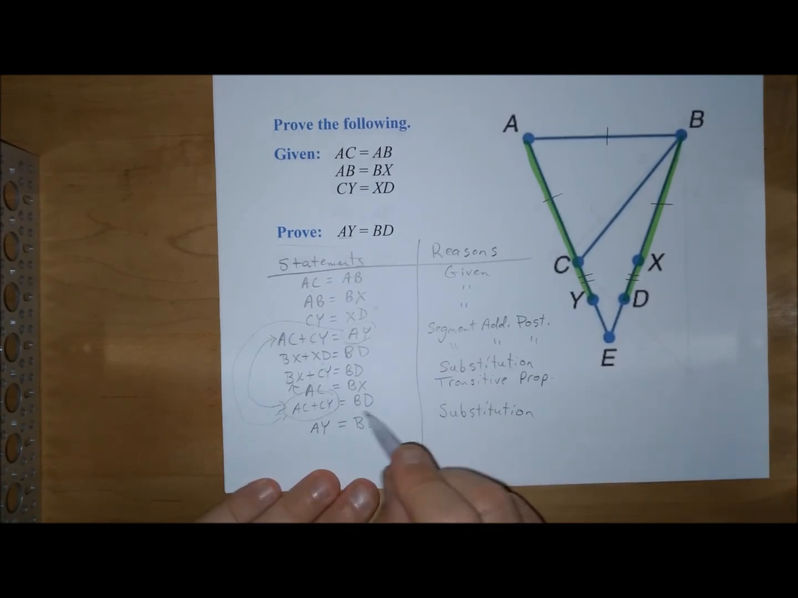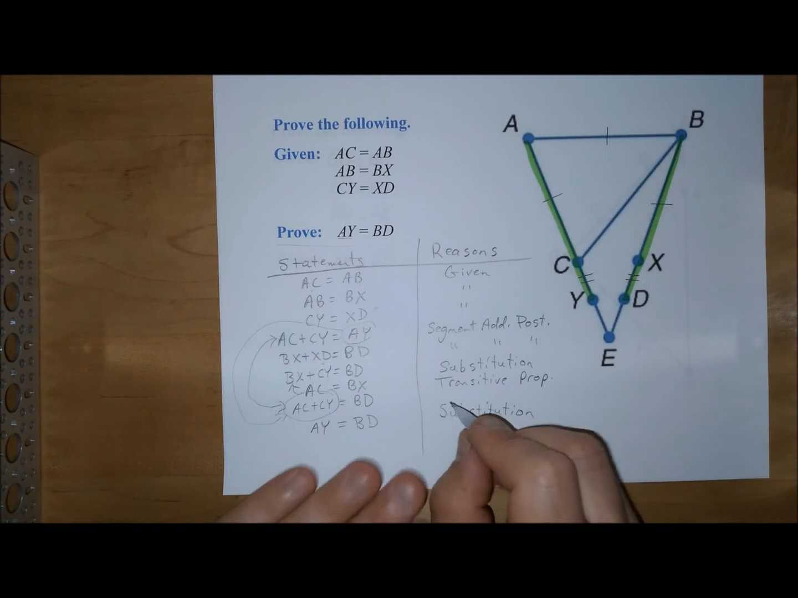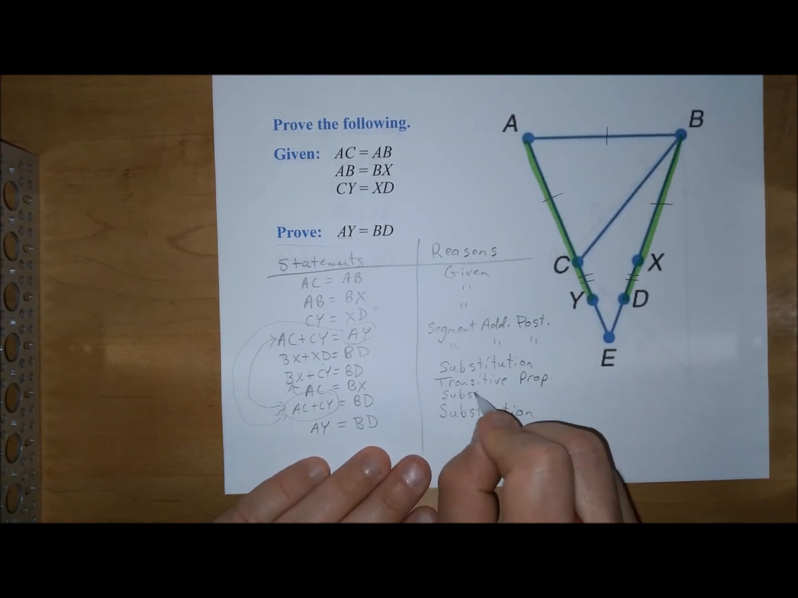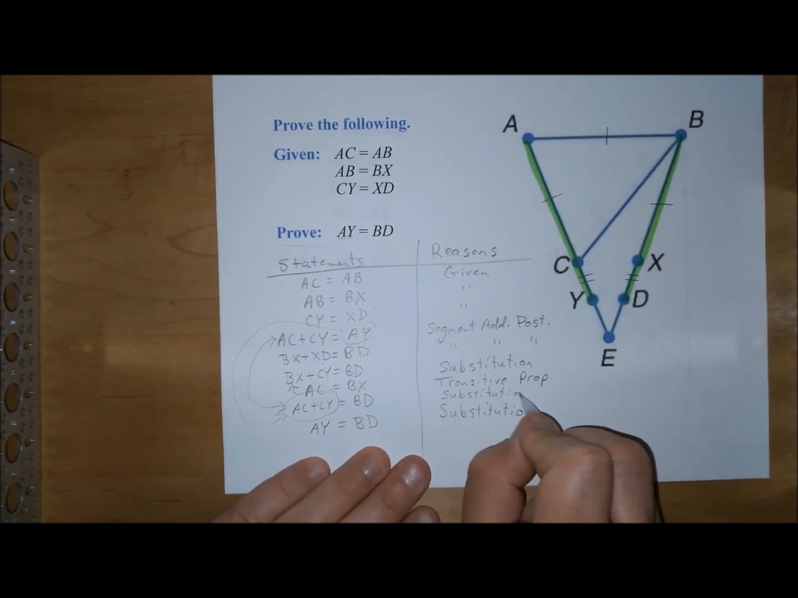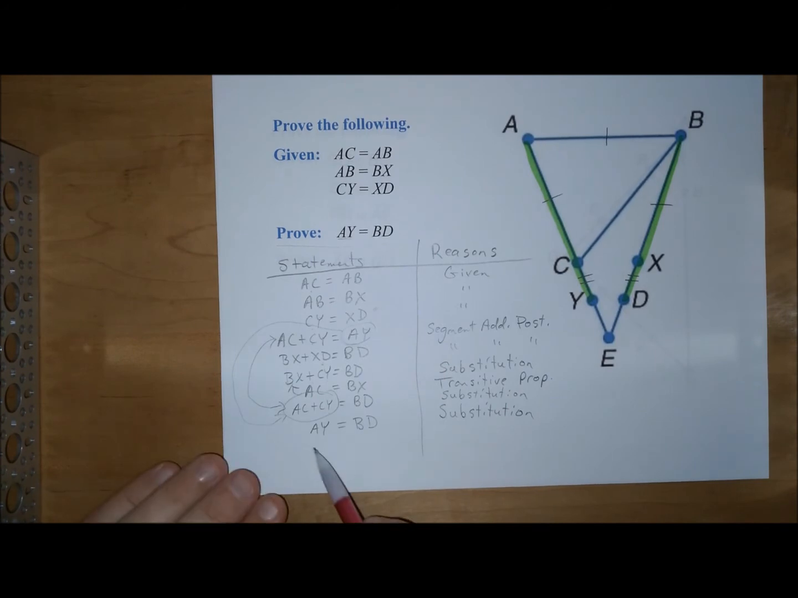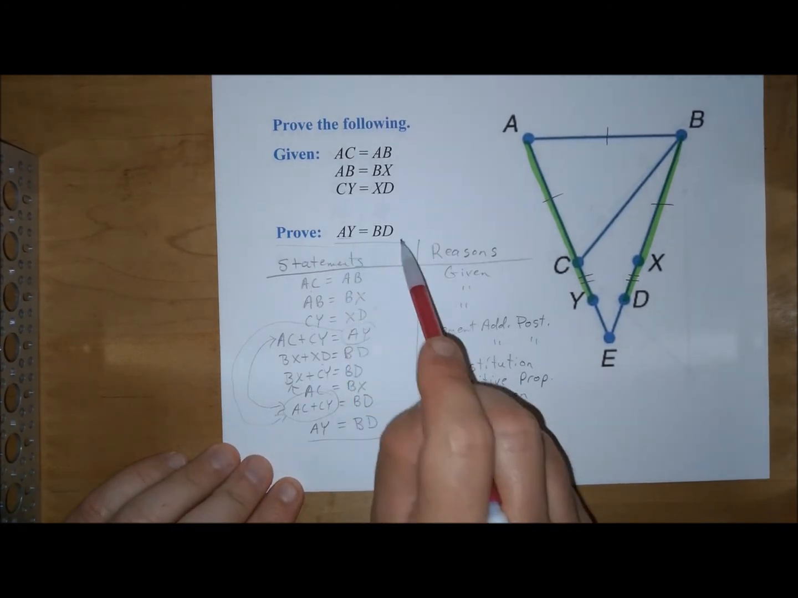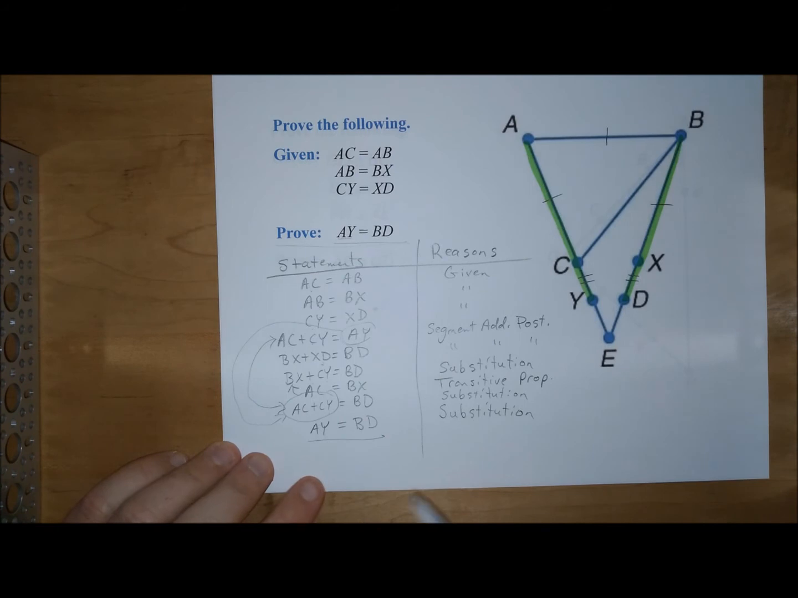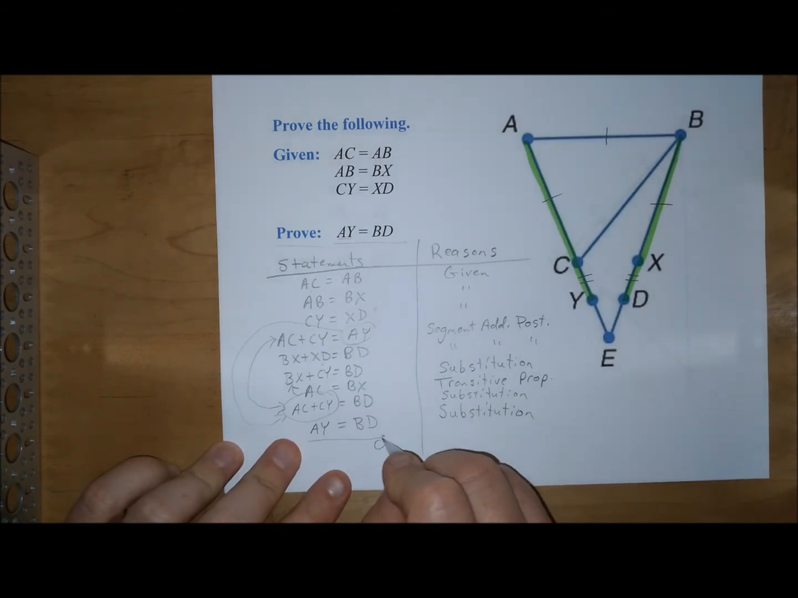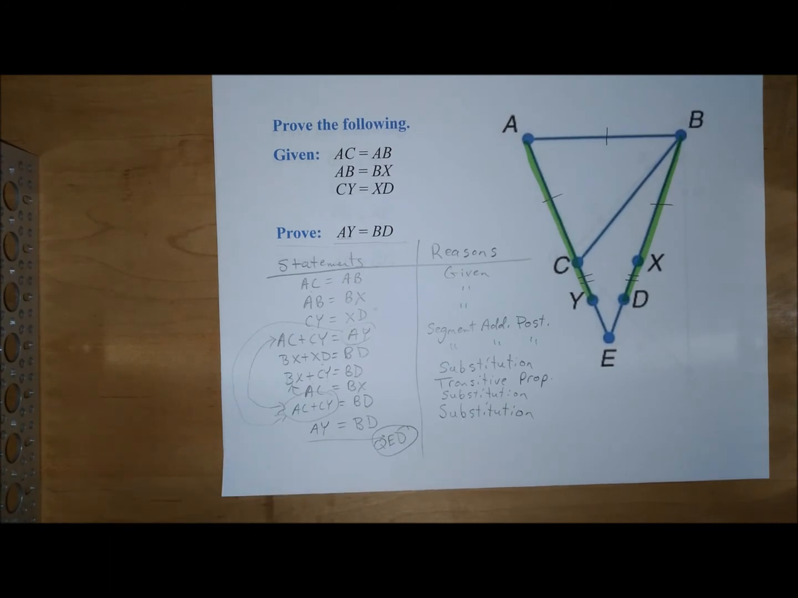Okay, oh, I did two substitutions. I forgot to justify this statement. That was also a substitution, right? Okay, and does that match what we were asked to prove? Exactly. Okay, so we are done. We can say Q, E, D, and our proof is done.